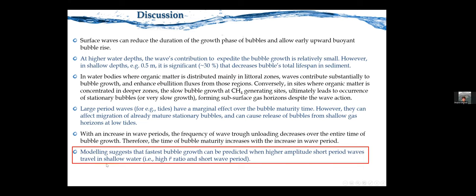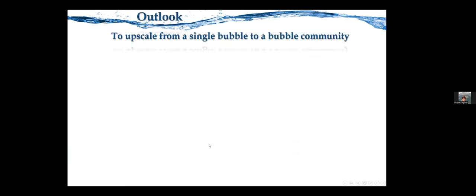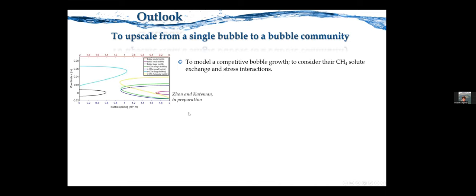So the main conclusion from here is that the modeling suggests that the fastest bubble growth can be predicted when higher amplitude short period waves travel in the shallow water. So this is the main conclusion of this paper. And outlook about the future study. This outlook is mainly related to coexistence of single bubbles in a bubble community. So in this paper, in preparation, a competitive bubble growth is modeled that takes into account also the competitive bubble stress interactions and solute field interactions.